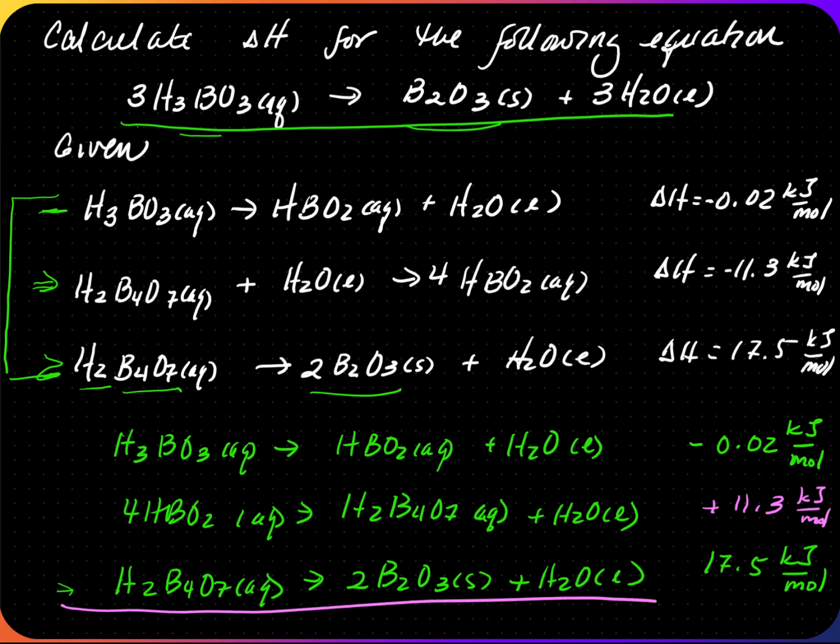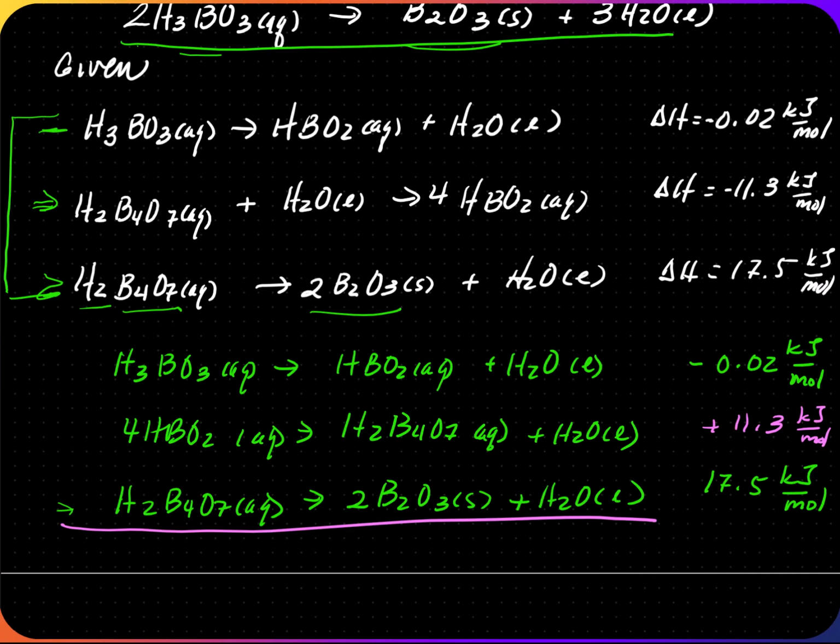So now I'm going to add these. So I need to multiply the first equation by 4 in order for the HBO2s to cancel out.